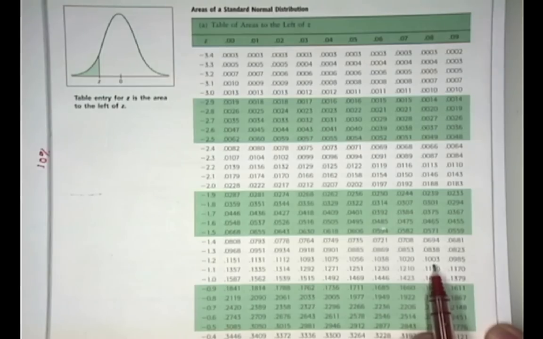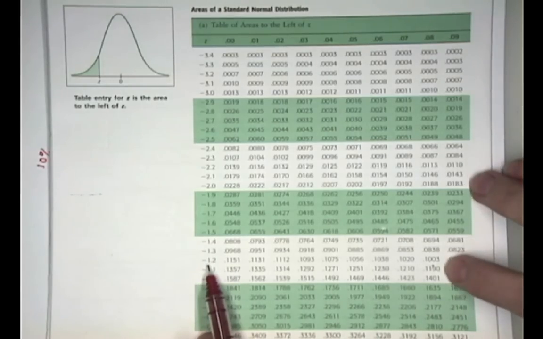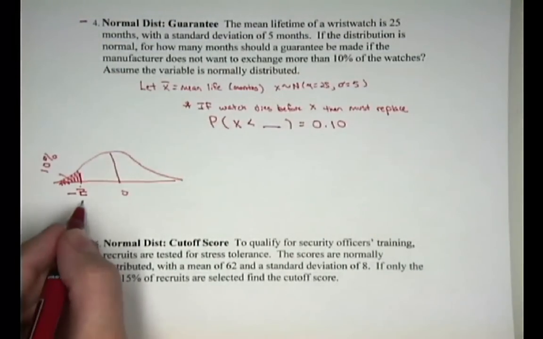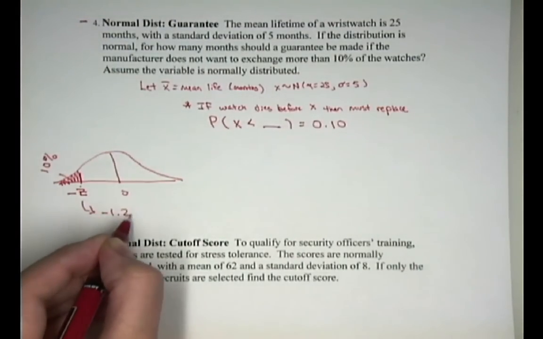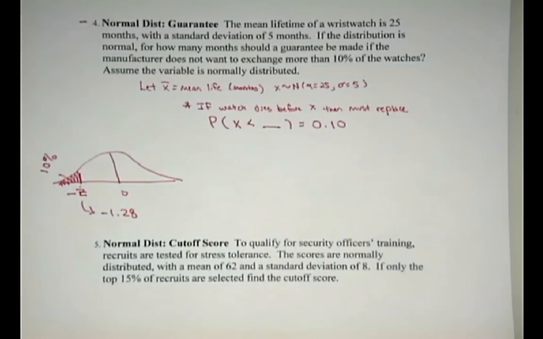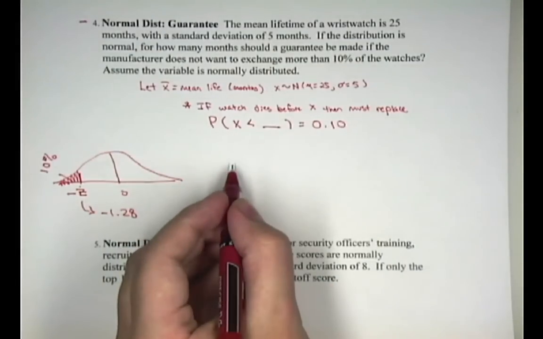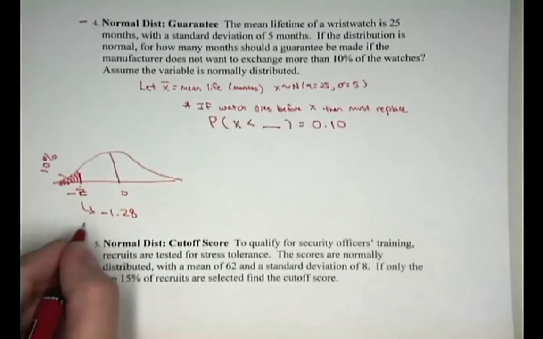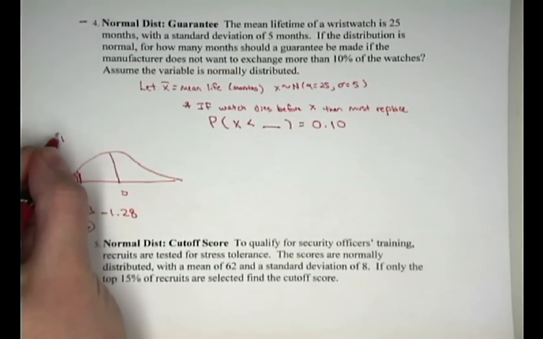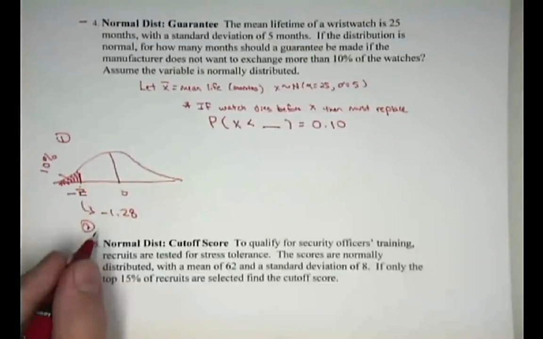This one's the closest, 0.1003, and its corresponding z-score, well, you go out to the negative 1.2 and up to the 8, so put it together to be a negative 1.28. That is the z-score according to the table. Once you've done that, you're ready to go to your formula. So pretty much drawing the picture, getting it set up, that's step 1. Finding that z-score was step 2.